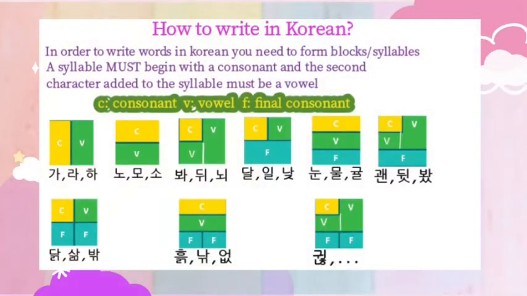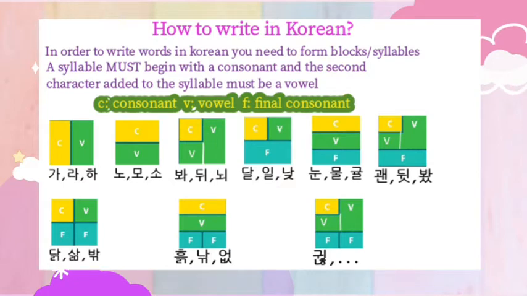We do now know how to read the Korean alphabet, but how to write in Korean? So, in order to write words in Korean, you need to form blocks, syllables. And a syllable must begin with a consonant, and the second character added to the syllable must be a vowel. So here are some examples with C as consonant, V as a vowel, and F as final consonant.